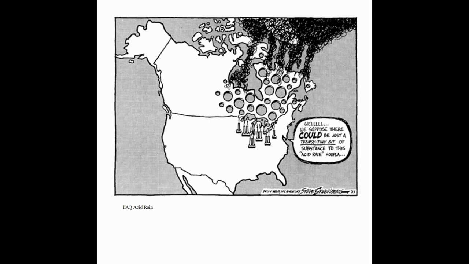So here's just a little infographic, something you might see in social studies, and then interpret this. It says, well, we suppose there could just be a teensy bit of substance to this acid rain hoopla, and you can see that North America has some holes in it based off of the acidity of acid rain. So just a little thing there.